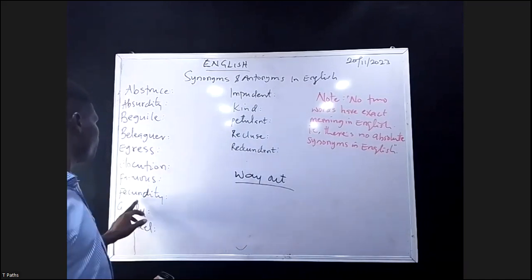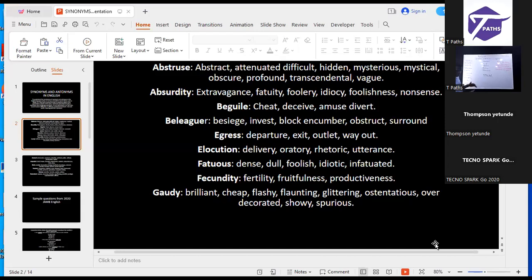Look at the word fecundity. What does fecundity mean? Fecundity could mean fertility, fruitfulness, productivity. That's another word for fecundity. Then you look at this word, gaudy, G-A-U-D-Y. What does gaudy mean? Gaudy simply means showy. You say, oh, this student is gaudy. So you can say flashy, flaunting, glittering, ostentatious, over-decorated, showy, spurious. Those are words that mean the same thing as the word gaudy.